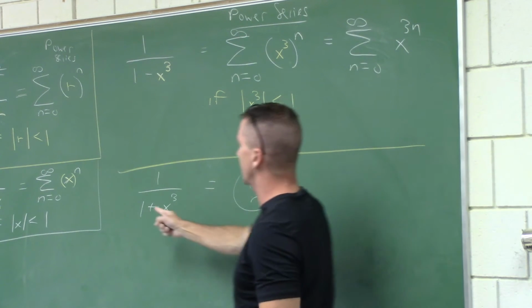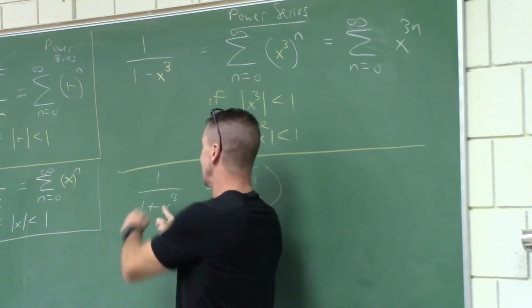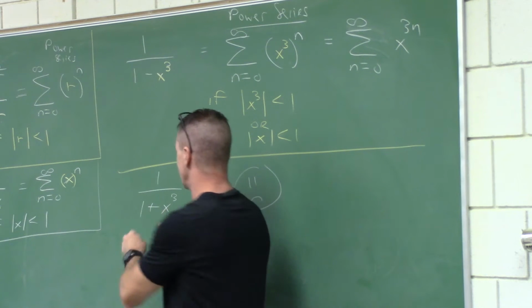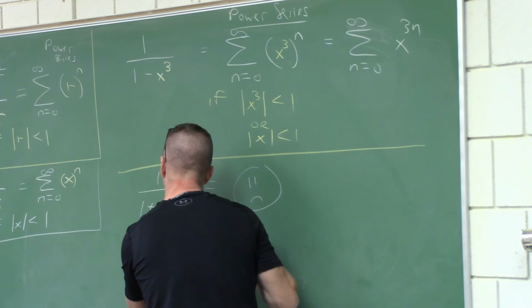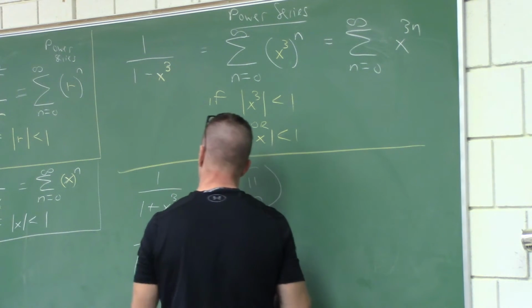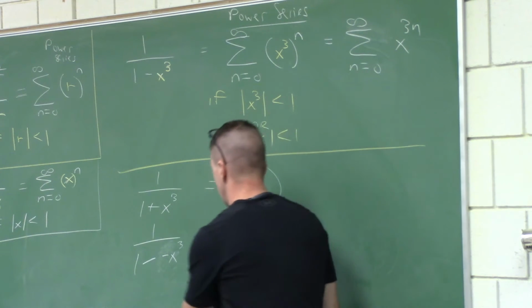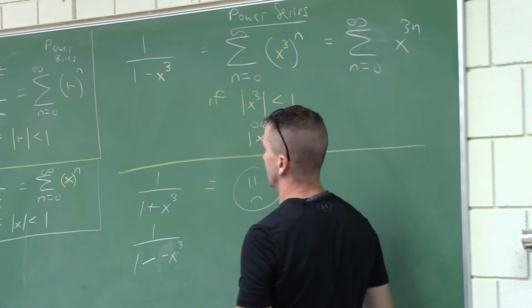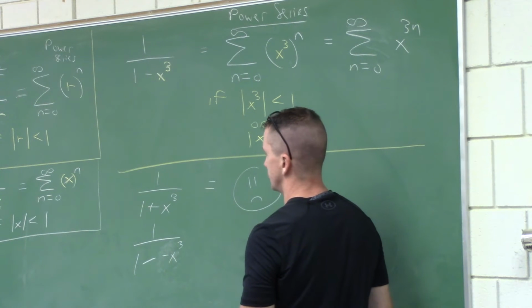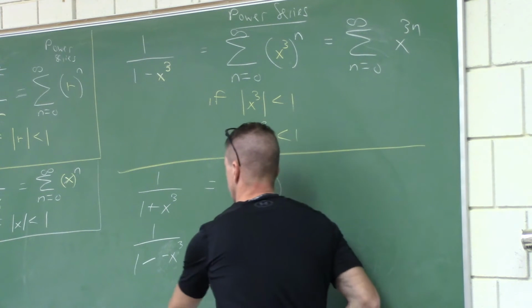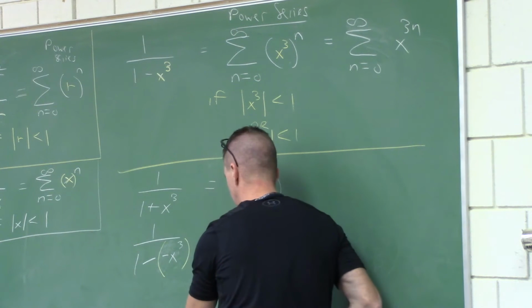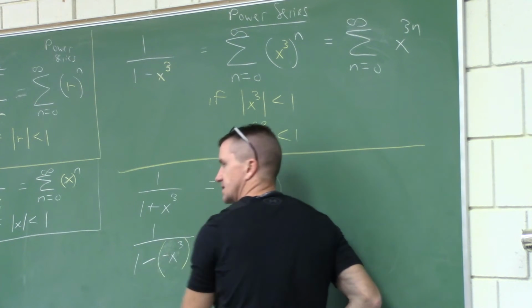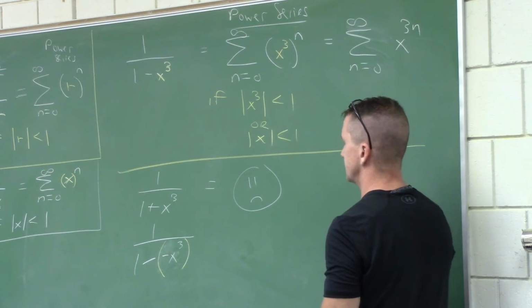How can you make this a minus? If you make this a minus, Adam, very good. So that's what he's saying. Rewrite it as that: one minus negative x cubed. Isn't that true, everyone? A negative times a negative is a positive. Now it's good.